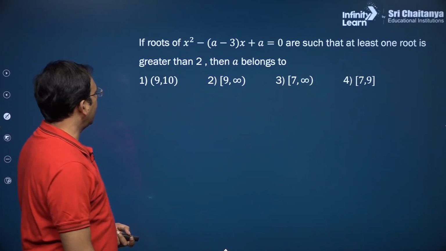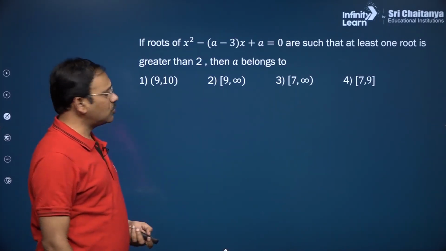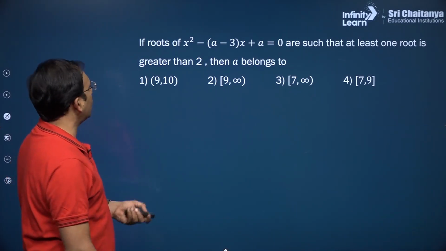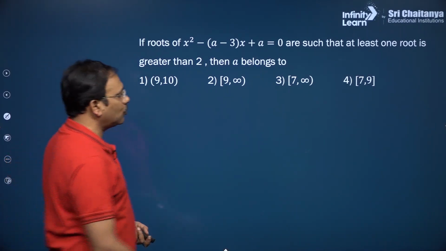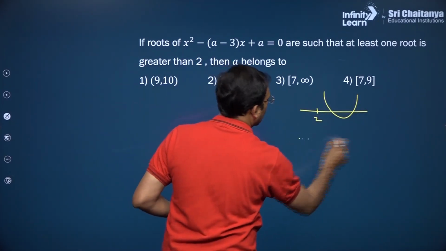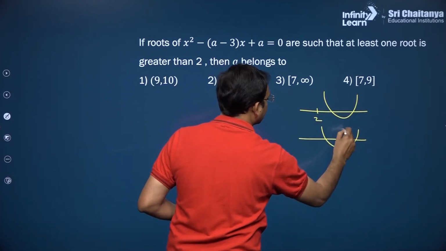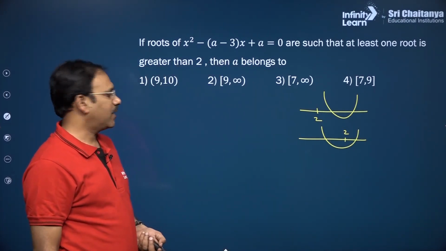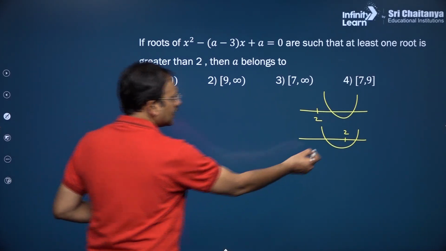Okay. Next, my dear friends, the roots of this particular quadratic equation are such that at least one root is greater than 2. So, two cases, my dear friends, both the roots greater than 2 or only one root greater than 2, both are okay. At least one root is greater than 2 in the sense, my dear friends. So, this case is easy.